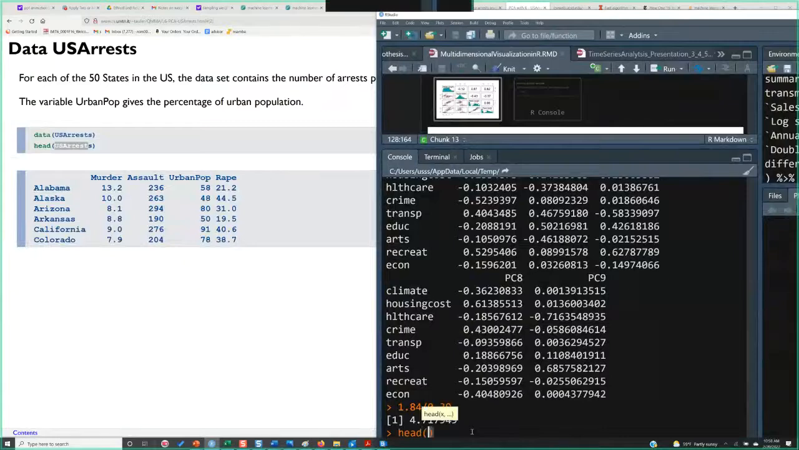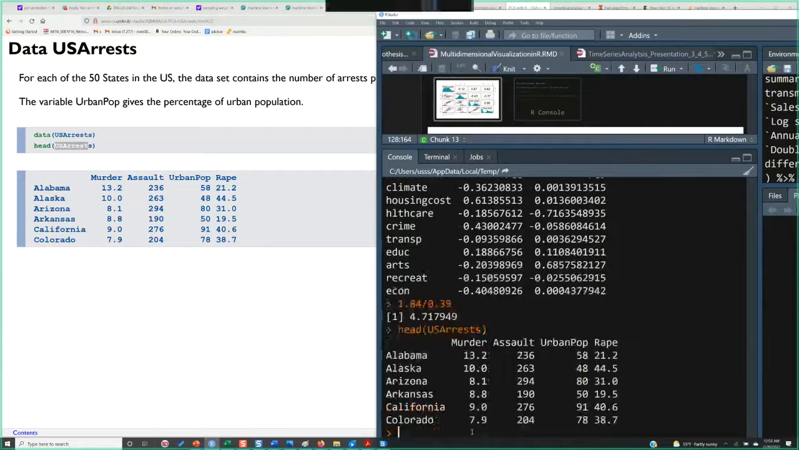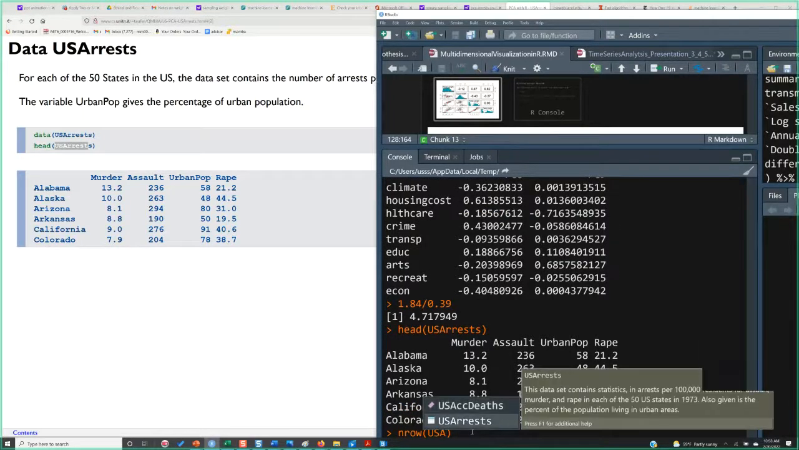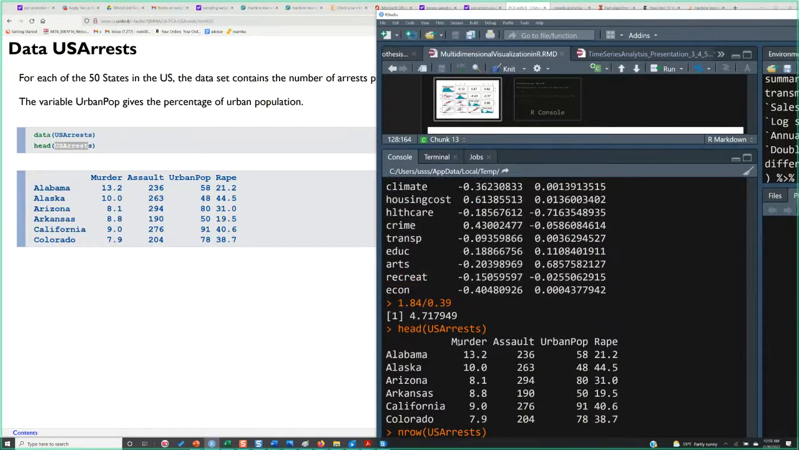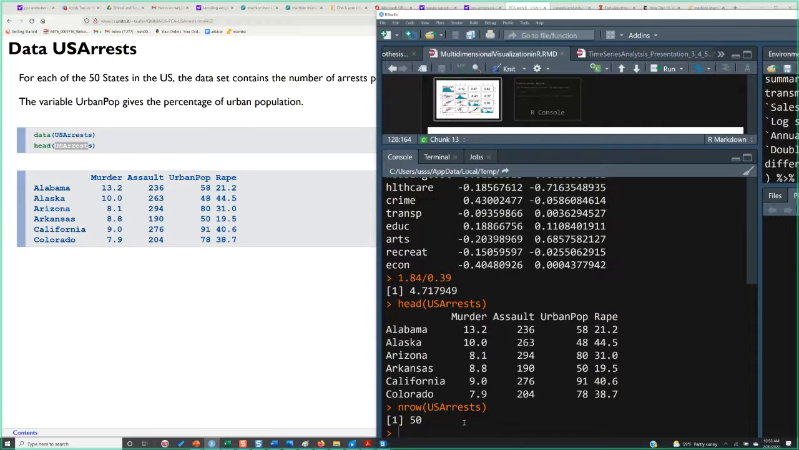Head USA. Yeah, it is already loaded. Okay, that's what it is. So if you do the nrow, there are 50 states, so we have 50 rows of data, with 4 columns. The kind of percentage of arrests made for murder, assault, not percentage. I think assault is a count or some kind of a number. I'll come to that.